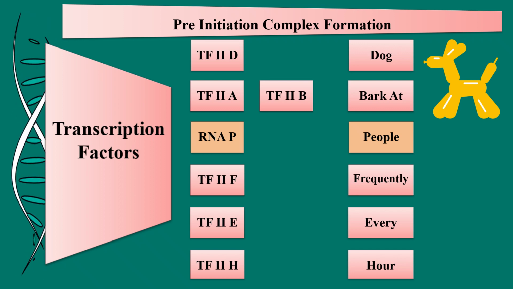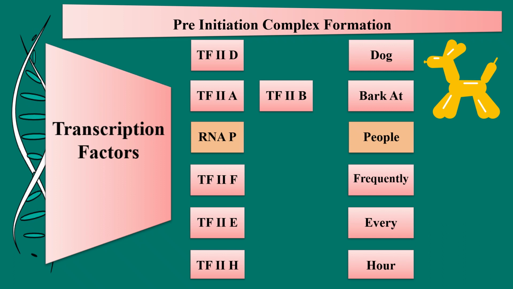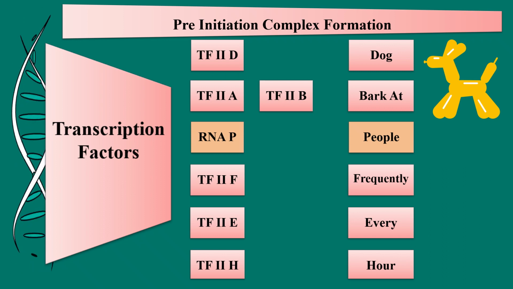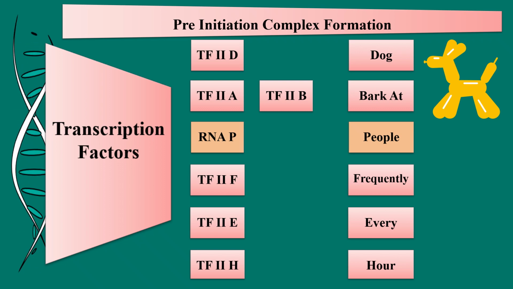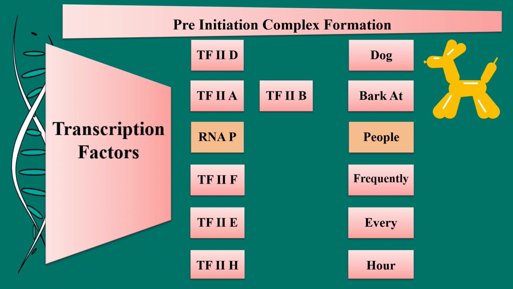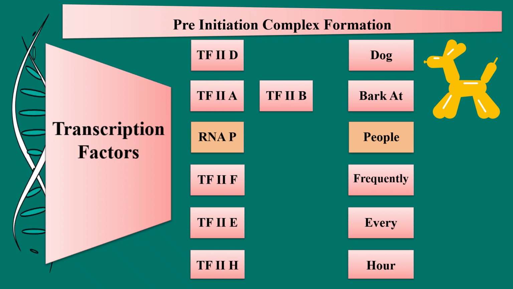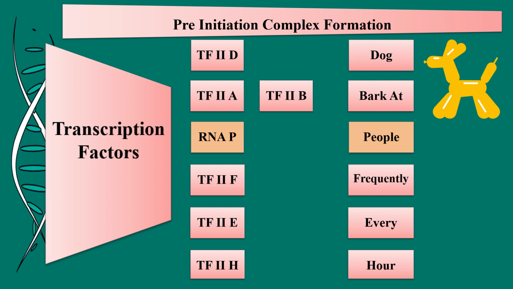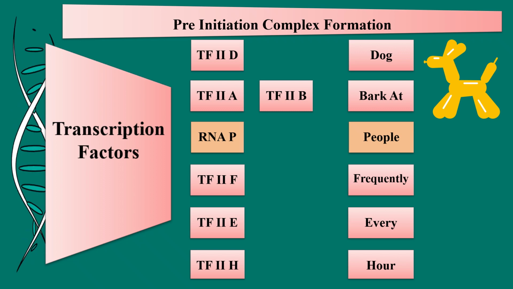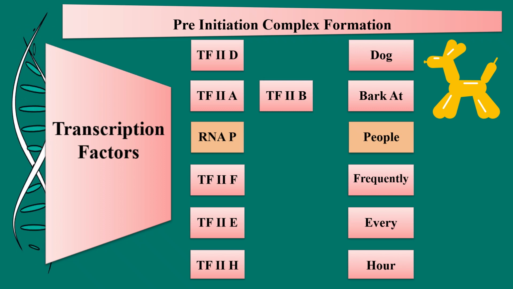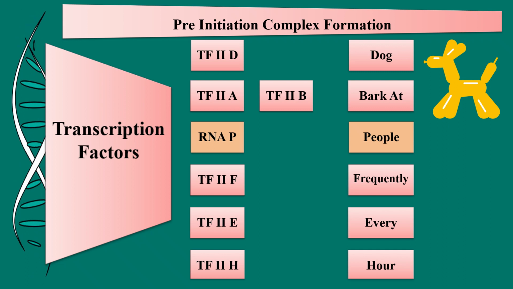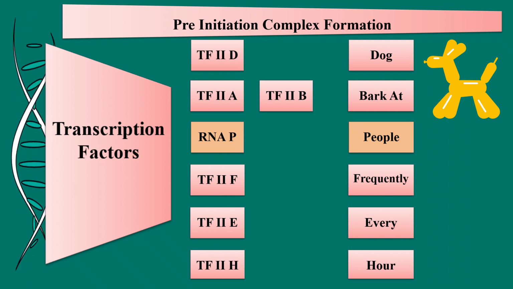How can you remember the sequence? There is a mnemonic for it. The mnemonic is: Dog, Bark at People, Frequently, Every Hour. By remembering this mnemonic, you can easily remember the sequence of these transcription factors. The D in dog is for transcription factor 2D, bark at is for transcription factor A and B, people, P, is for RNA polymerase, F in frequently is for transcription factor 2F, E in every is for transcription factor 2E, and H in hour is for transcription factor 2H. So: dog, bark at people frequently every hour. By memorizing this mnemonic, you can remember the sequence of these transcription factor bindings.